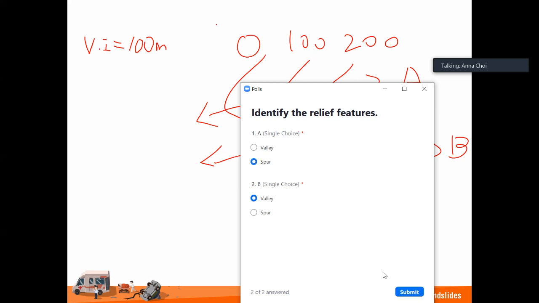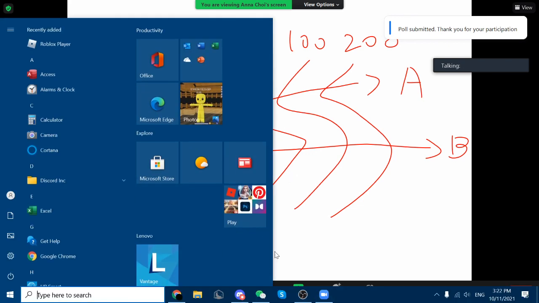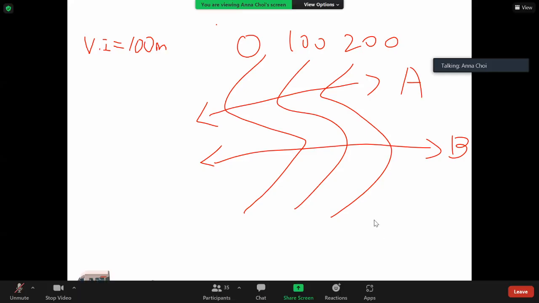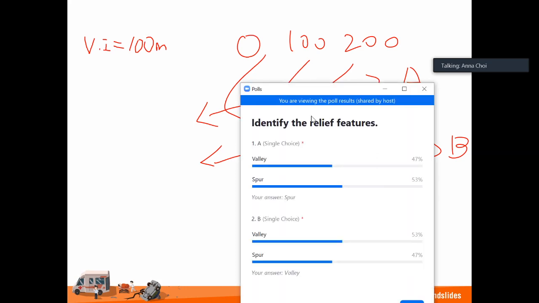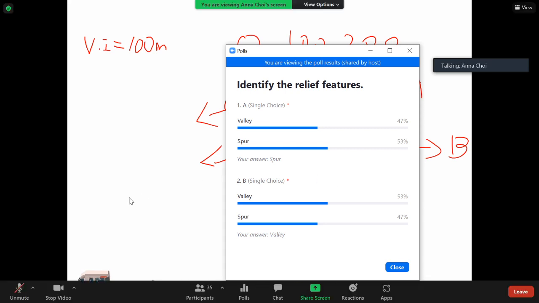Students are answering the question. 7 more students. 4 more students. 1 more student. Thanks a lot. Some say spur is on top, interesting, and the valley is in the middle, like in the middle of the gaps. So I guess half of the class got it. Okay, so let's just have a look.